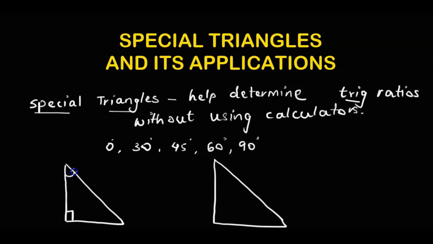The first triangle is the 30-60 triangle because it's a right triangle, so one of the angles is definitely going to be 90 degrees. And the second triangle is the 45-45 triangle. This being a right triangle, this is also a 90-degree angle.